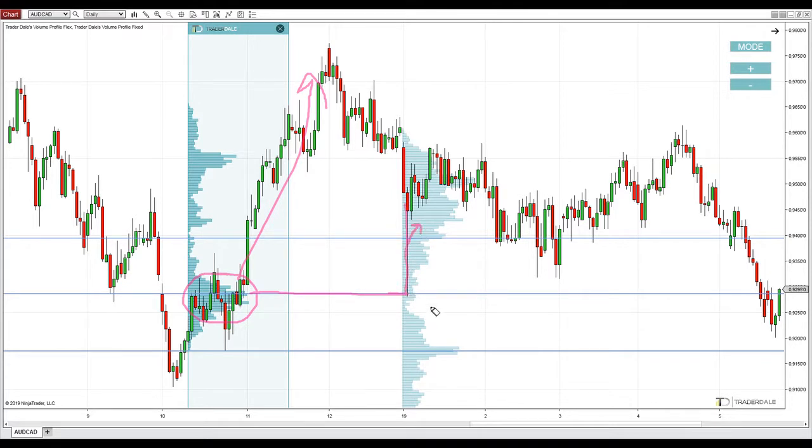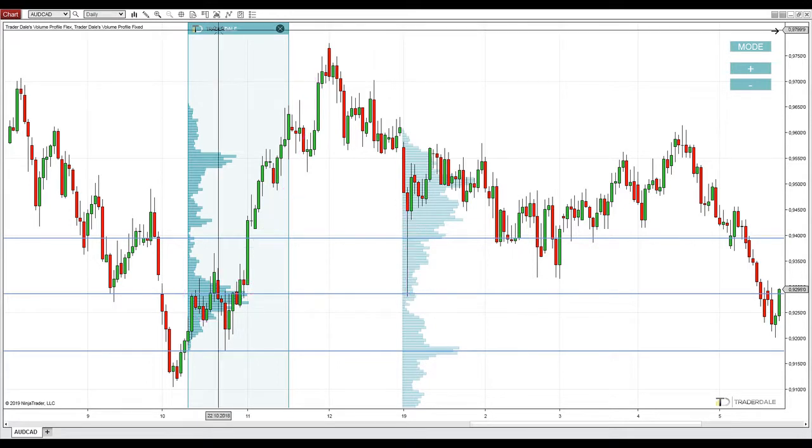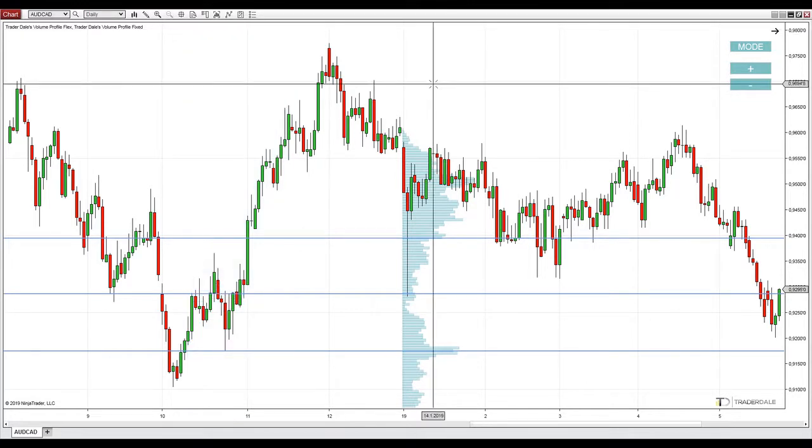There was a quick reaction to the level, very sharp one, very precise one. So I was out of the trade before I even noticed that my limit order got triggered.